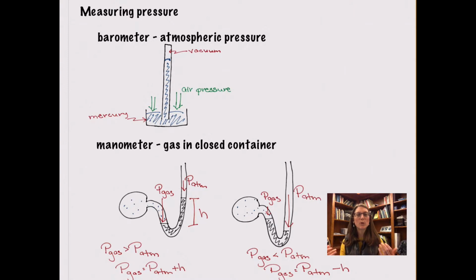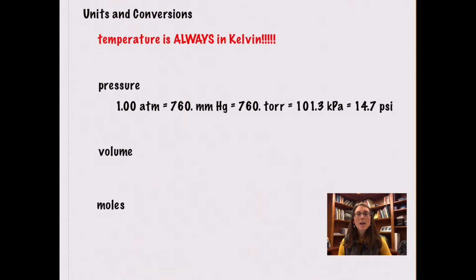And so in order to interpret a manometer, you need to use some logic and think of a teeter-totter. Whichever side is heavier, has a higher pressure, that side will be lower. Whichever side has less pressure, that side will end up being higher as that mercury gets pushed in order to equilibrate the force.